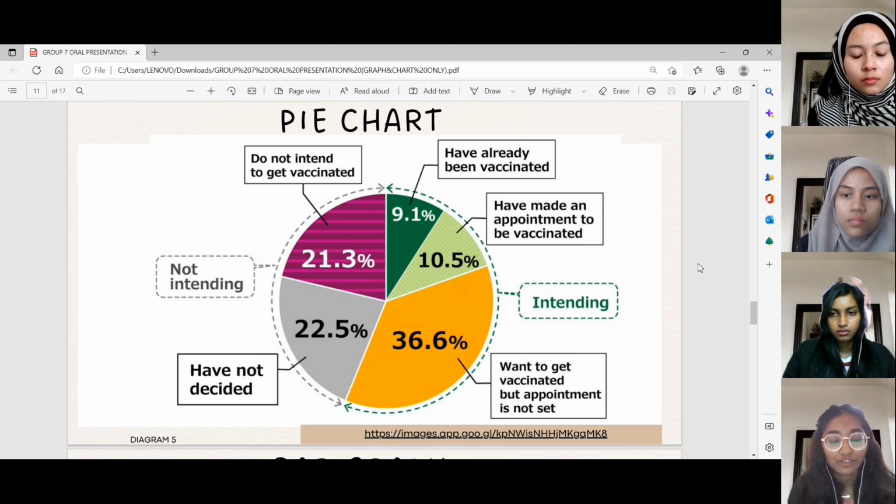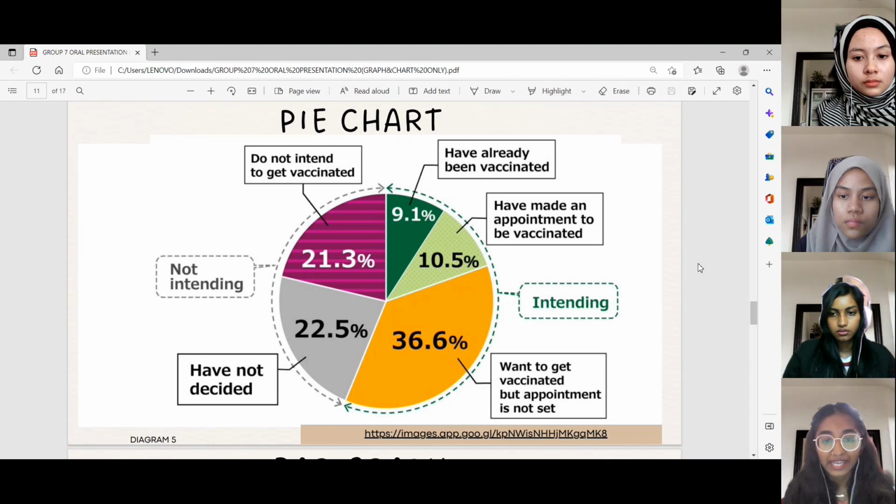For my conclusion for this pie chart, we can conclude that those who intend to get vaccinated are fractionally higher than those who do not intend to get vaccinated.